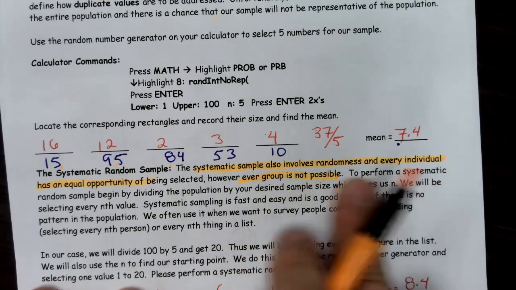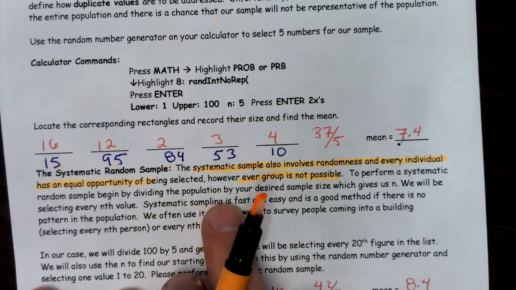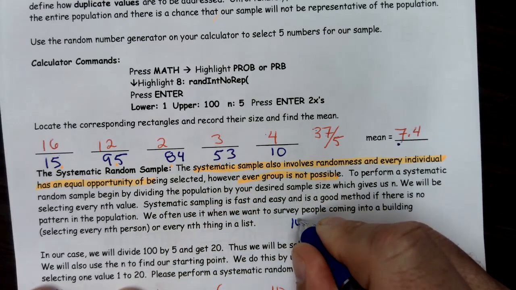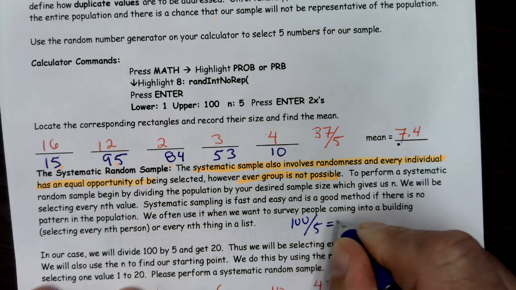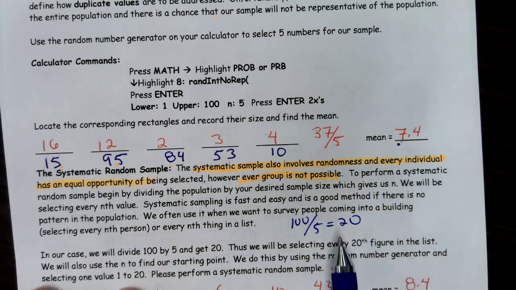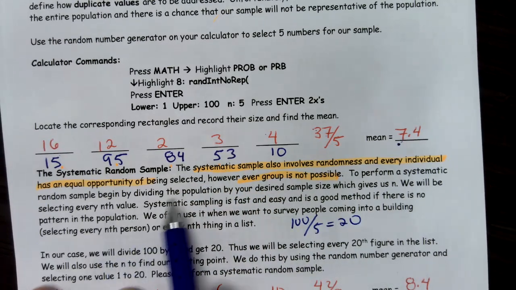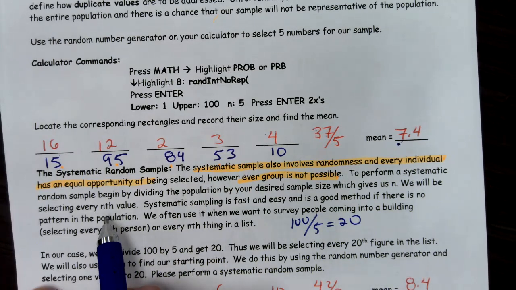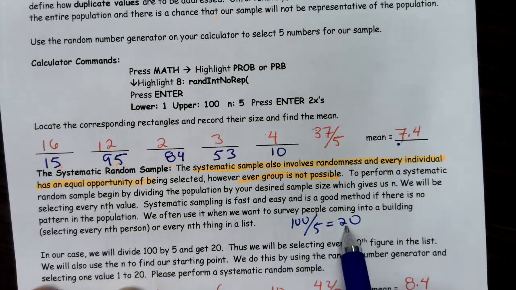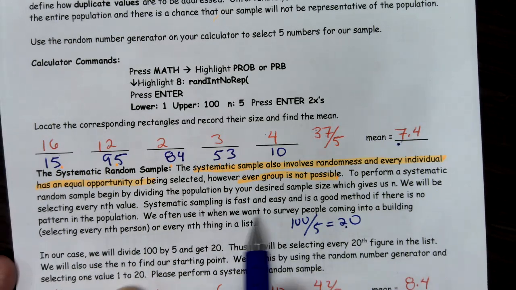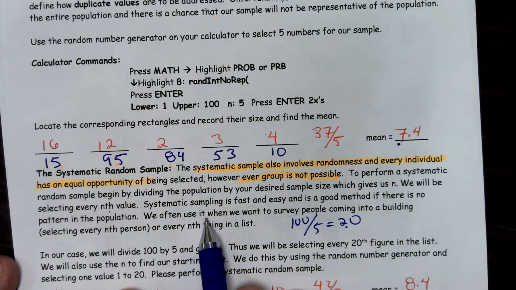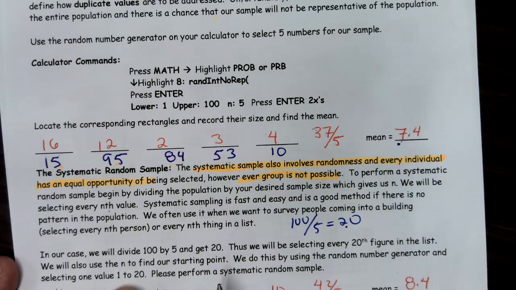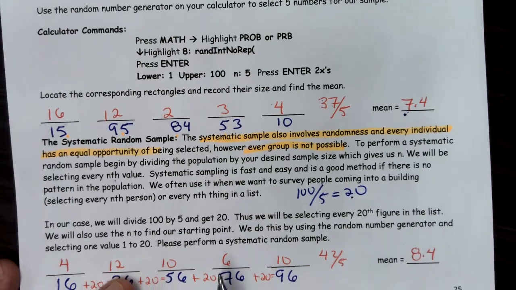So to perform a systematic sample, we divide the population by our desired sample size. Well, our population was 100, and I divide it by 5, and I get 20. All right. And we'll randomly select the first number from 1 to 20, and then we'll select every nth value. In this case, we'll select every 20th value. All right. Systematic samples are very fast to operate and very useful if we're having people entering the building, or we're working with a stadium.